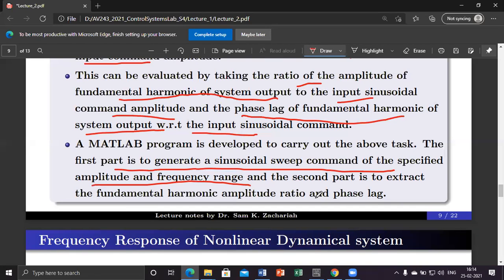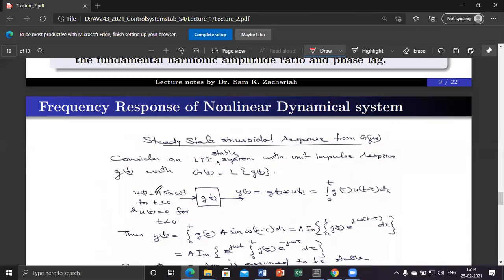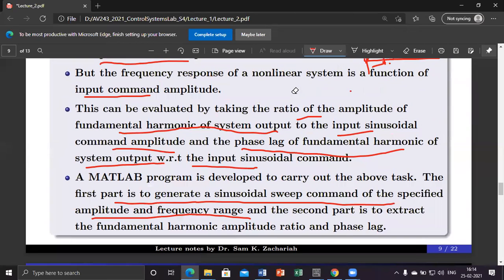For example, first we will fix the amplitude as 5% of the maximum deflection. Suppose the rocket engine, we deflect plus or minus 5 degrees. Initially, we take only deflection, maximum deflections plus or minus 0.5 degree, and vary the frequency from very low frequency up to the highest frequency of interest. So we generate a sinusoidal sweep command.